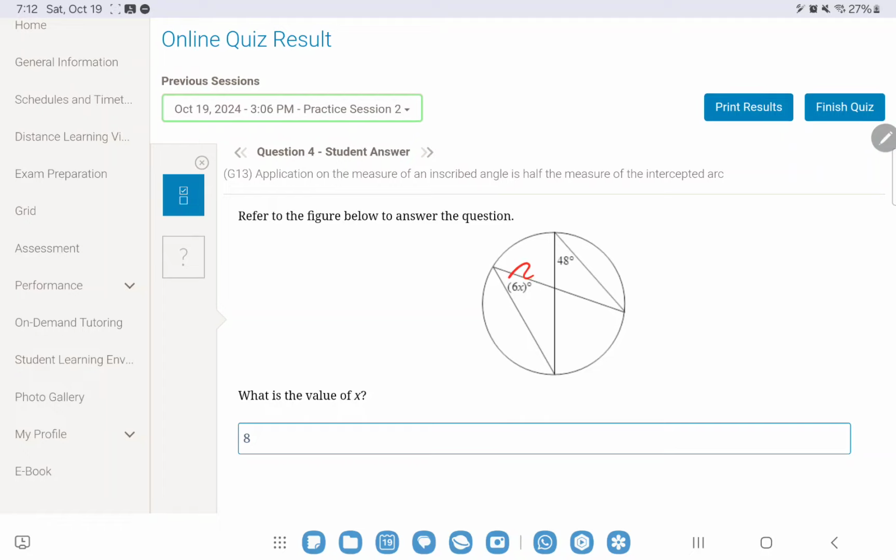Okay, for these types of questions, they're probably the easiest in our exam. This is equal to this, so 6x equals 48. 6x equals 48, x will equal 8. I'm not going to spend much time on this. It's really, really easy.